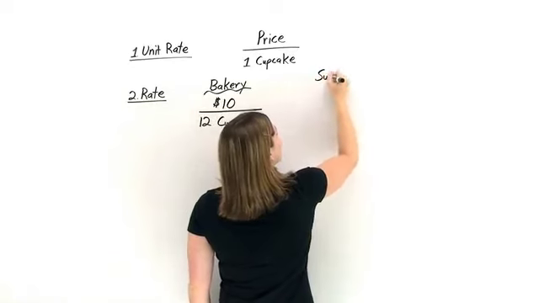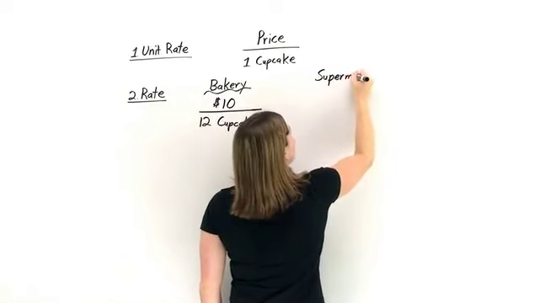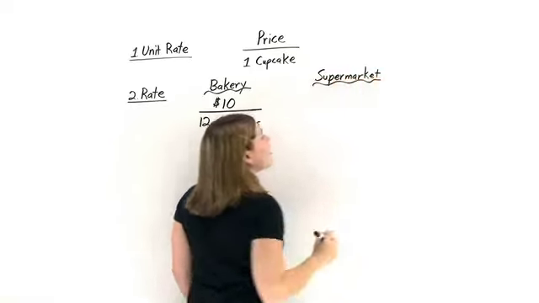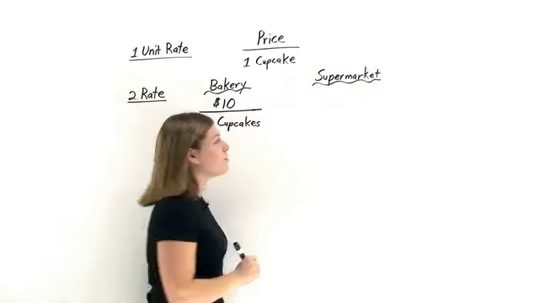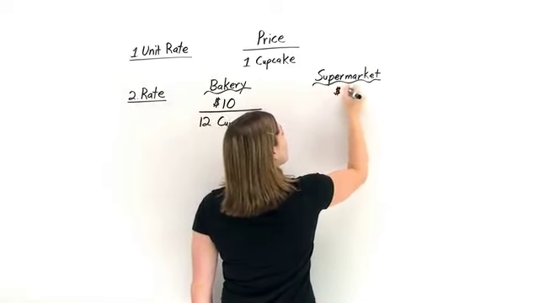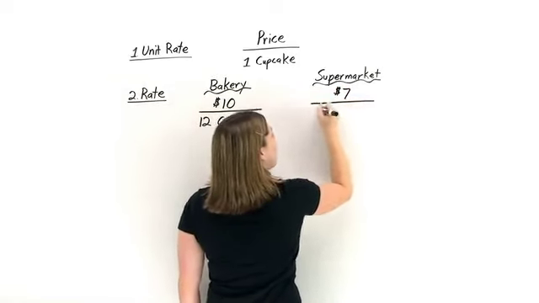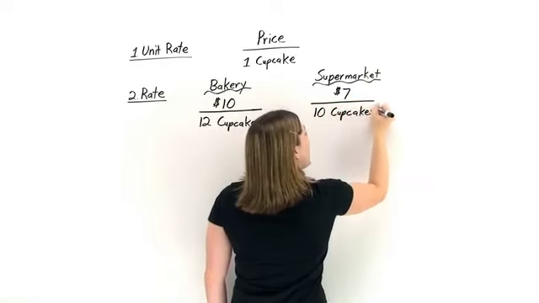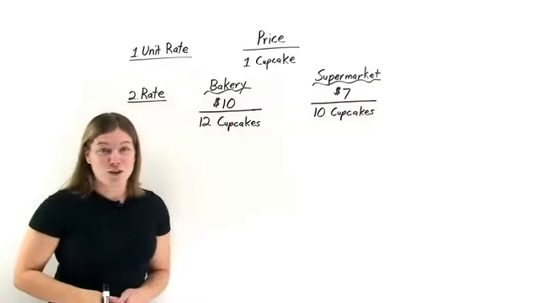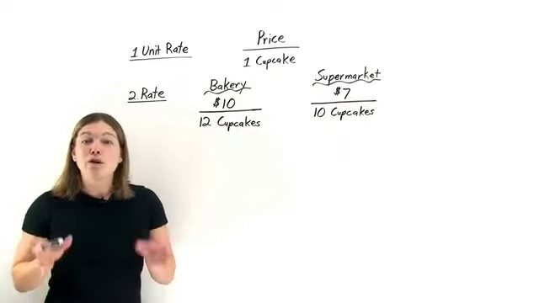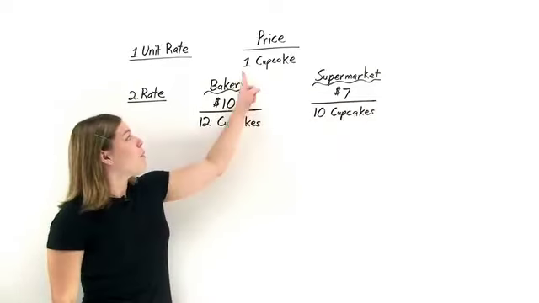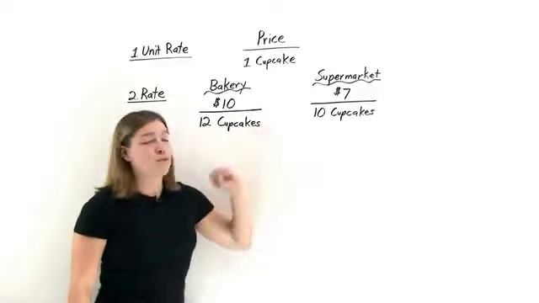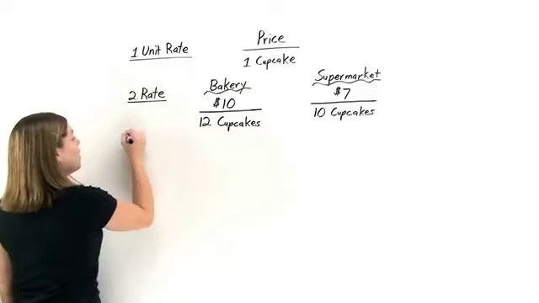Now we need to find the rate at the supermarket. Well, according to our problem, the supermarket sells 10 cupcakes for $7. So putting it in that same form, we have $7 over 10 cupcakes. And now we have the rate for each one of the stores. But remember, we're trying to find the unit rate, the price of just one cupcake. So we need to get each of these rates to have a denominator of 1.